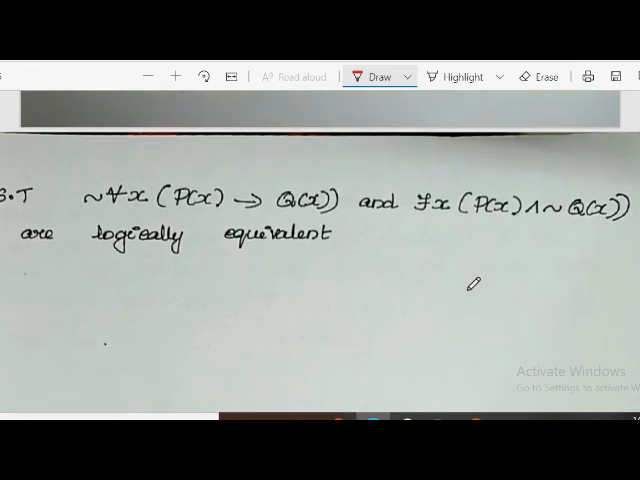Show that negation for all x, p of x implies q of x, and there exists x, p of x conjunction negation q of x are logically equivalent. So how can we express the statement? First of all, by using De Morgan's law. We know the De Morgan's law for quantification. First you have to remember these things: De Morgan's law for universal quantification. You have to remember the statement. So what is the statement?